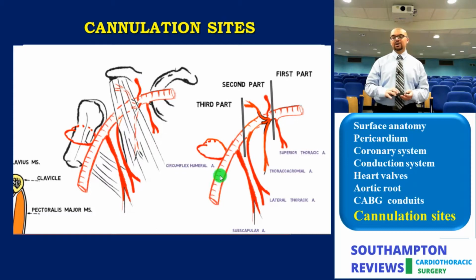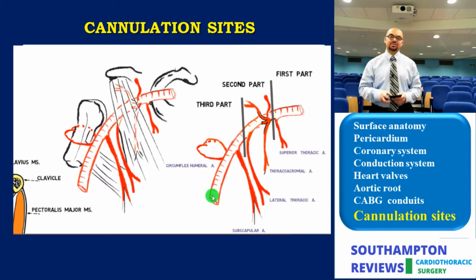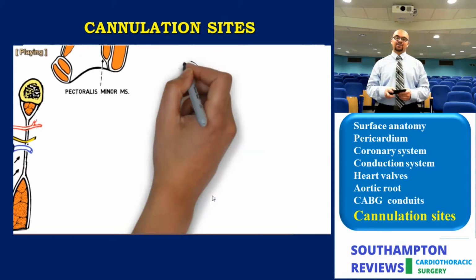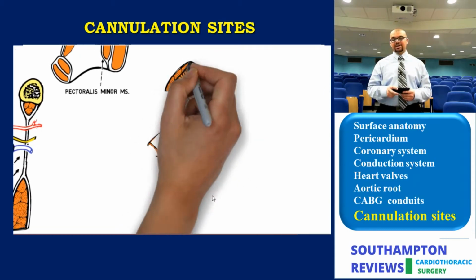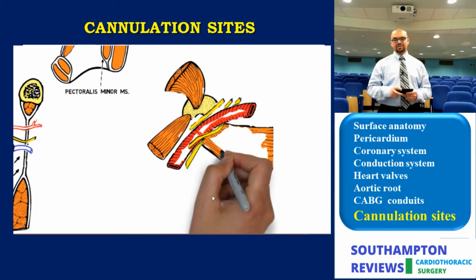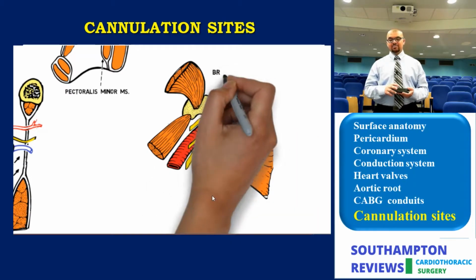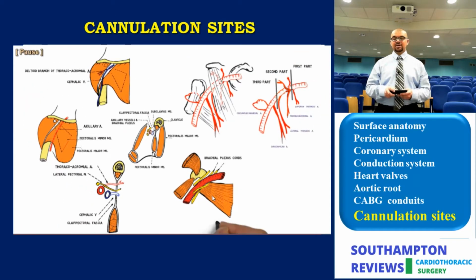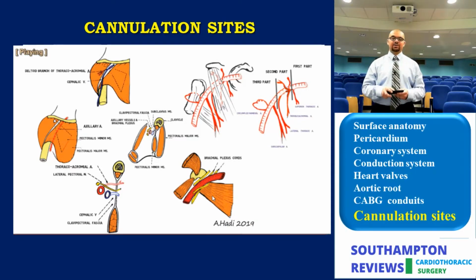Now the third part is very tempting. We explained how the third part lies in part of its course directly under the skin. Why is it not an ideal choice? If you look here, this is the answer. The orientation of the brachial cords around the axillary artery brings these three cords around, overwhelming the third part of the axillary artery from all three directions, which makes it not an ideal point of cannulation.